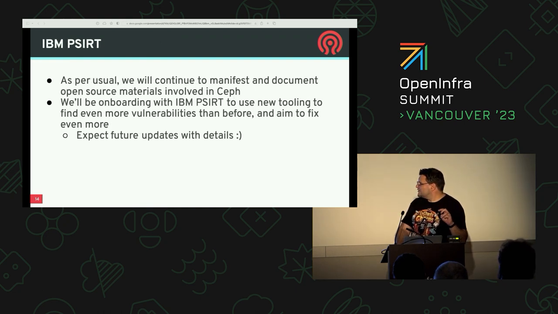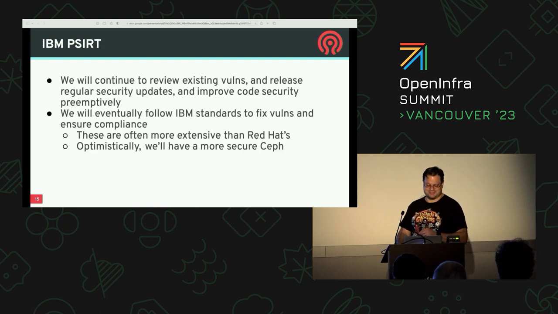The new team is called Product Security. But because we're still getting revved up in terms of what processes we're adding as part of IBM compared to Red Hat, we're trying not to say things that then don't happen later. So bear with us as we figure it out. The general line is that it's going to be same or better in terms of security.